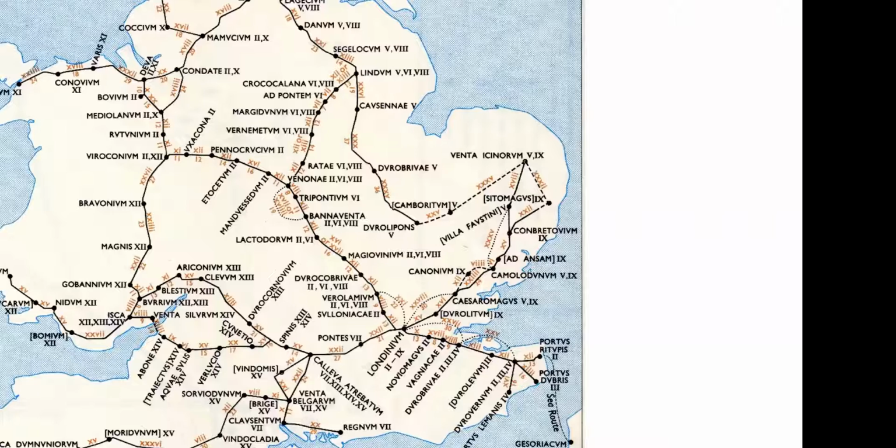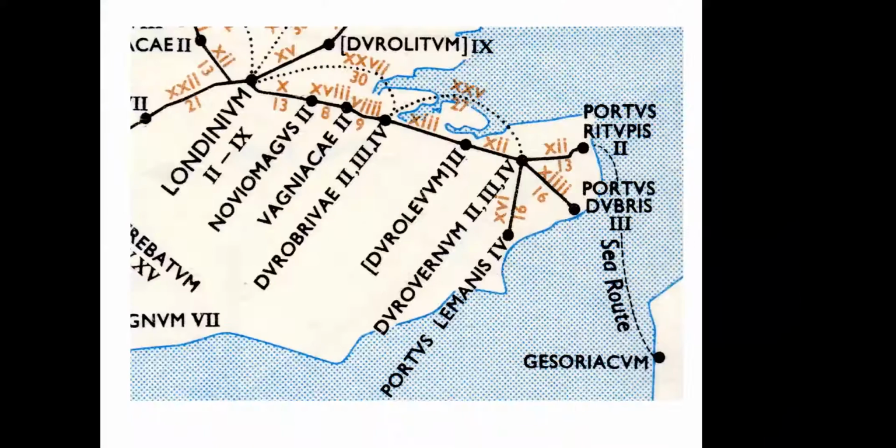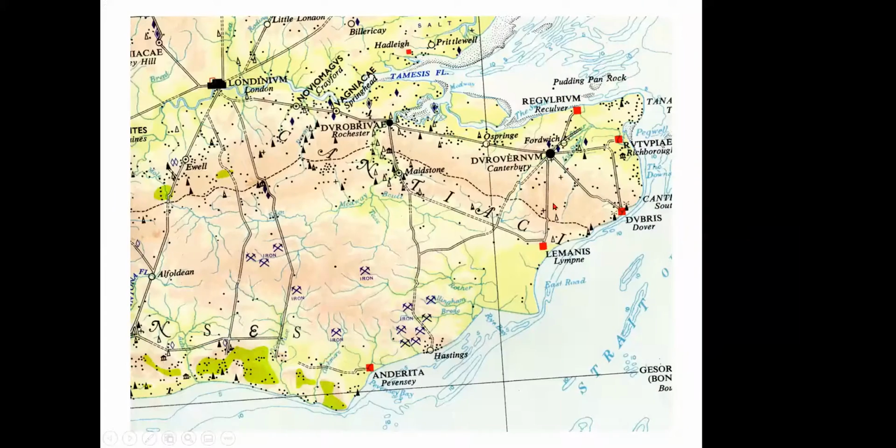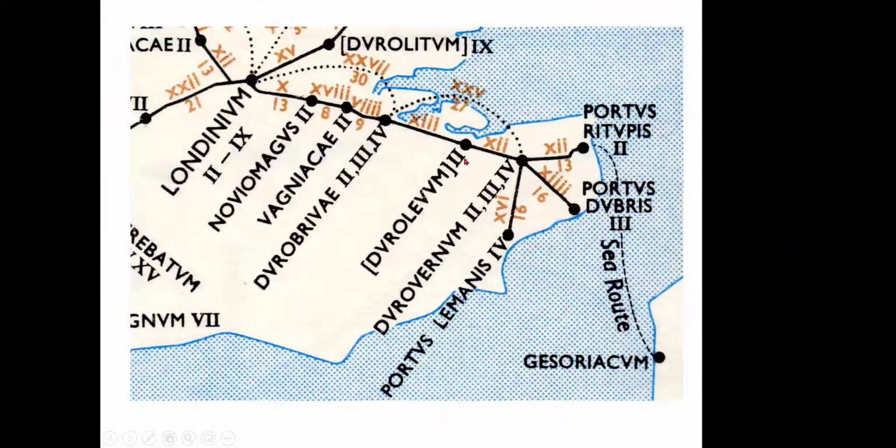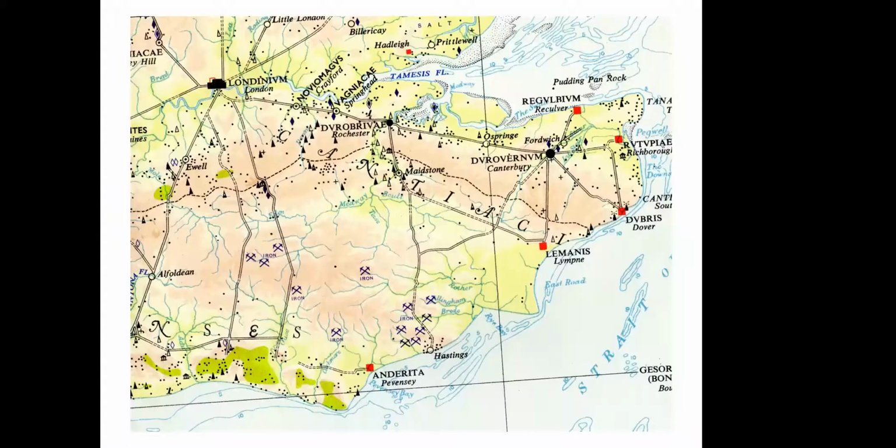If I just move on to Kent itself, here we are with the Roman place names, that is, and again, the mileage is here. And we can see here Dover, Richborough, Lympne, Canterbury, and so on. This one, however, is in square brackets. All the other ones we know the location of, but this one, Durolevum, we're not sure what the location of that one is.